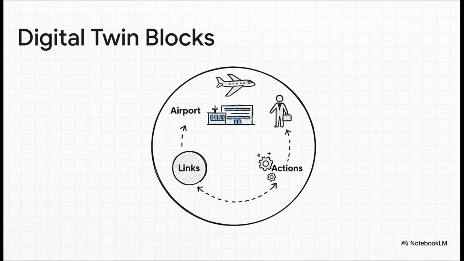So this digital twin, it really has three key parts, three building blocks. You've got your objects. Those are the nouns of your organization, right? Your planes, your airports, your customers. Then you've got links, which define all the relationships between them, how they're all connected. And finally, you have actions. These are the verbs that let you actually interact with all those objects in a really controlled, meaningful way.